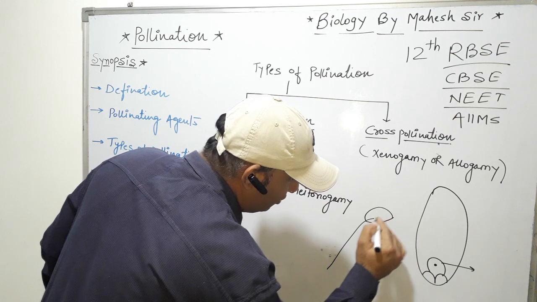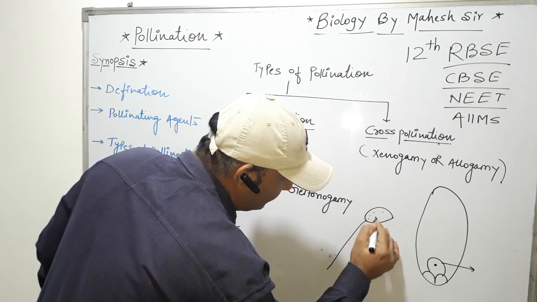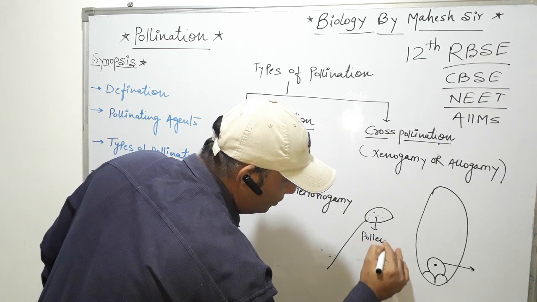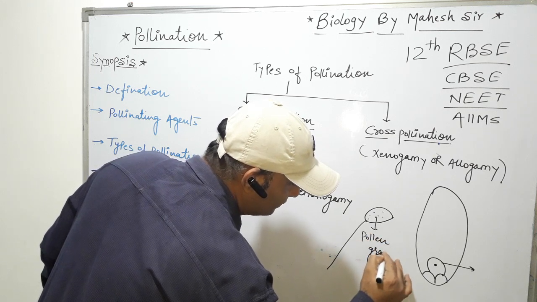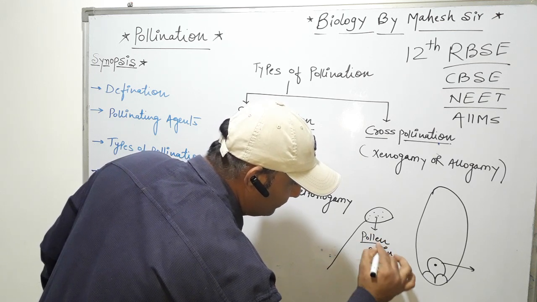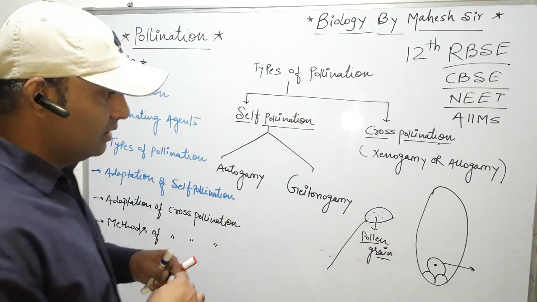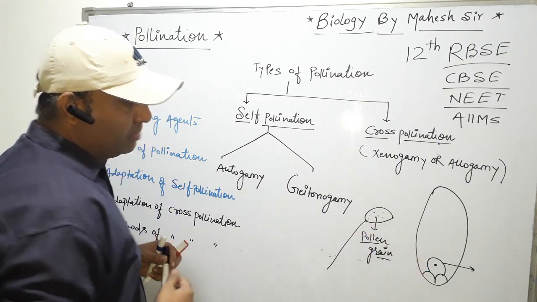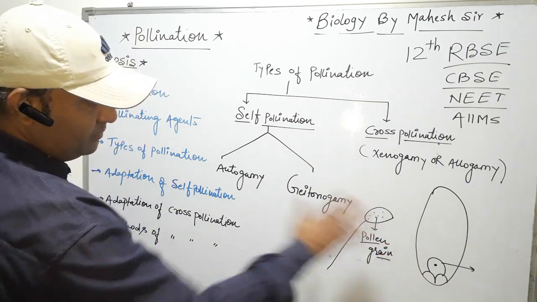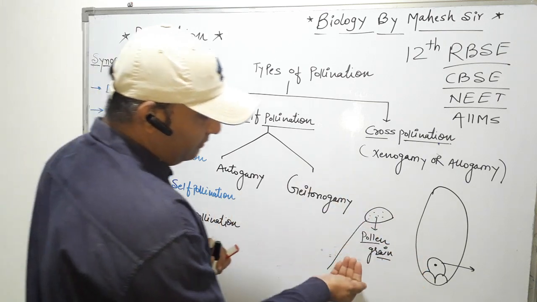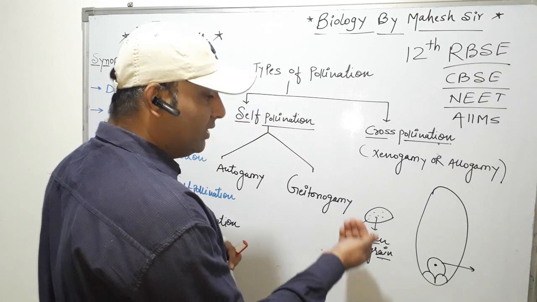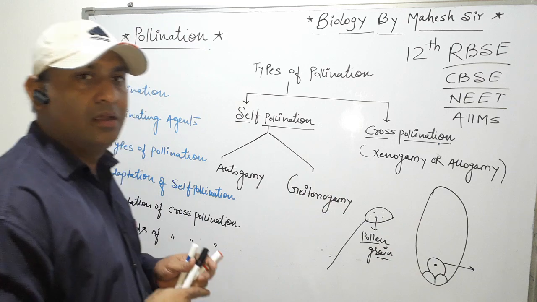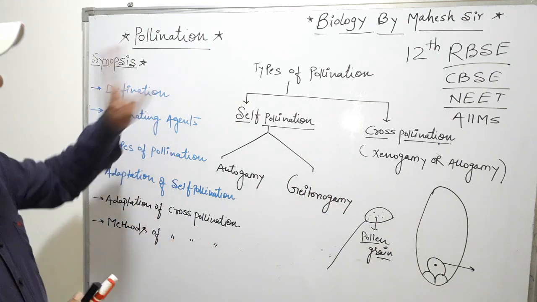After that, in the male part, the structure called the anther contains pollen grains, and the pollen grain contains the male gamete, while the other is the female gamete. Clear? So there are two parts. Now after the development of the pollen grain, the maturation of the anther, and the development of the female gametophyte and embryo sac, the next step is pollination.